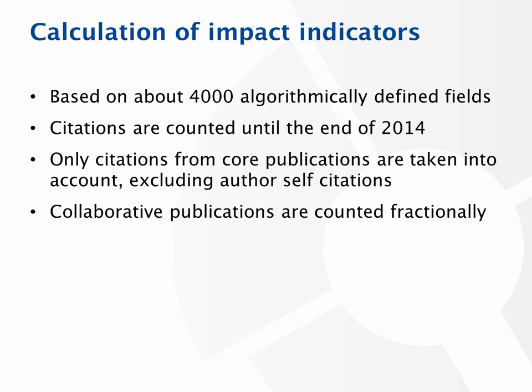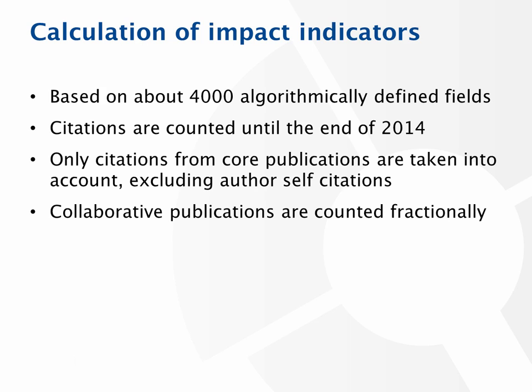cited publications are identified. Second, it is important to be precise on the way in which citations are counted in the Leiden ranking. Citations are counted until the end of 2014. Since the ranking is based on publications from the period 2010-2013, this means that each publication has at least one full year to receive citations. Only citations given by core publications in Web of Science are counted, and author self-citations are excluded. A citation is classified as an author self-citation if the citing and the cited publication have at least one author name in common.